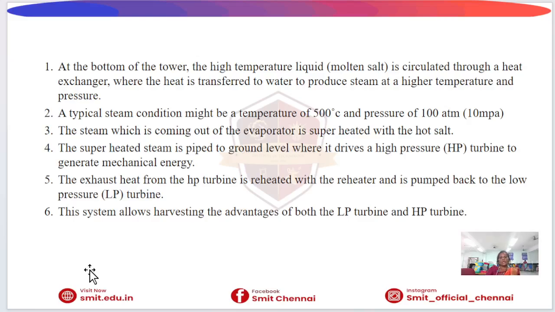In an advanced solar tower system, molten salt is often used to store and transport heat. The hot molten salt flows to a heat exchanger where it transfers heat to water to produce steam. The steam temperature may reach around 500 degrees Celsius with pressure close to 100 atmospheres. The high temperature steam drives a high pressure turbine generating mechanical power. The exhaust steam is reheated and used again in a low pressure turbine, improving overall efficiency.